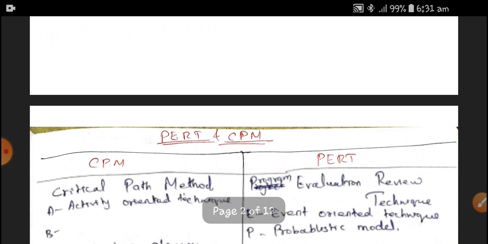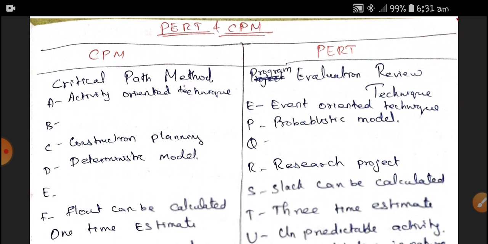So straight away I go with the difference between the Critical Path Method and the Program Evaluation Review Technique, PERT and CPM. Here I would like to give a detailed review about the difference between CPM and PERT. CPM is an activity oriented technique, whereas PERT is an event oriented technique. PERT is a probabilistic model, and CPM is a deterministic model. CPM is used in construction and planning, whereas PERT is used in research projects.